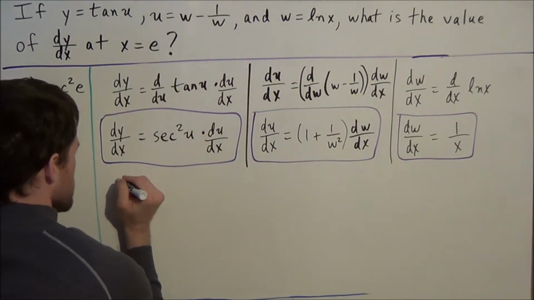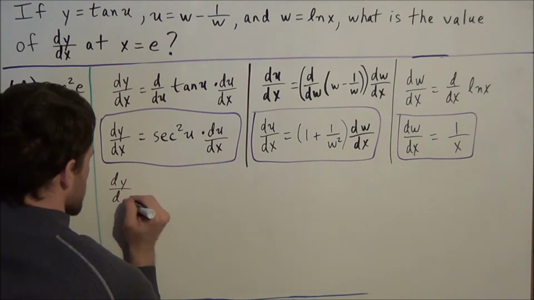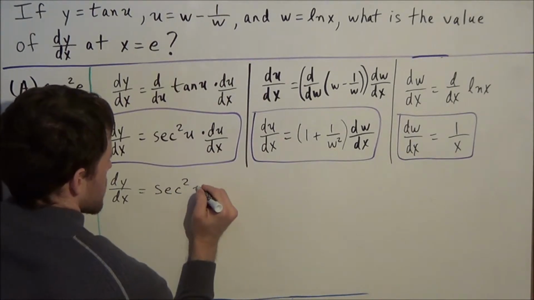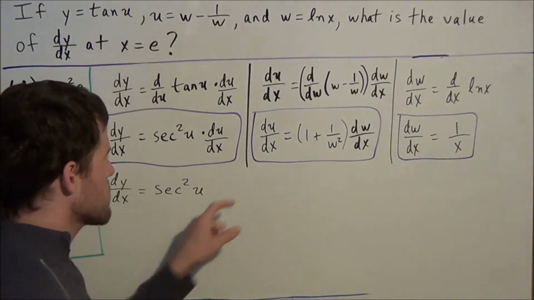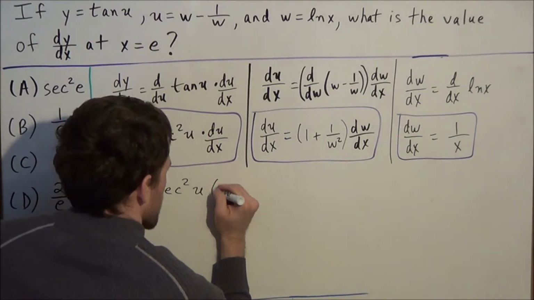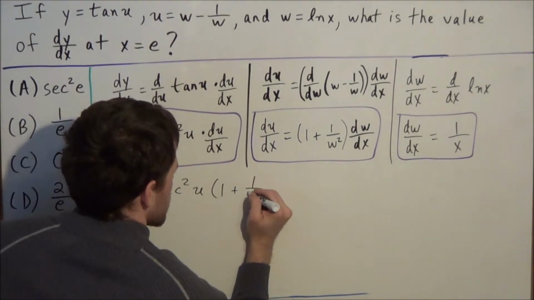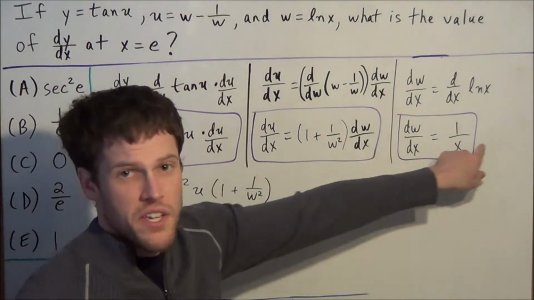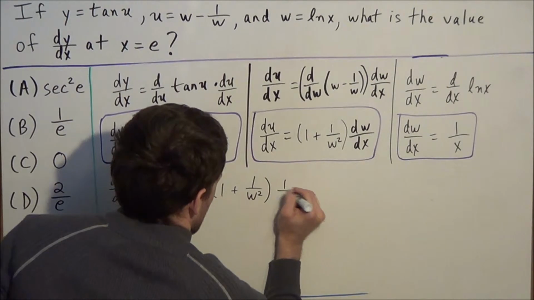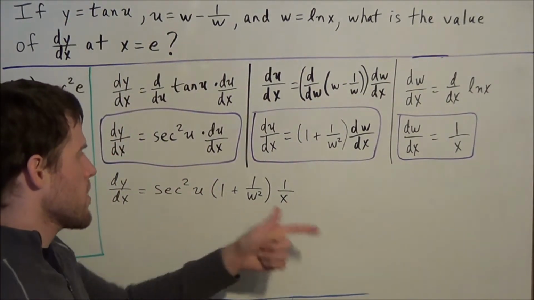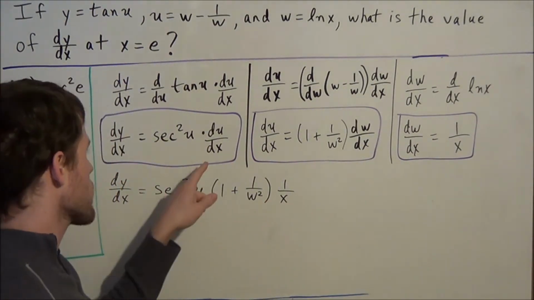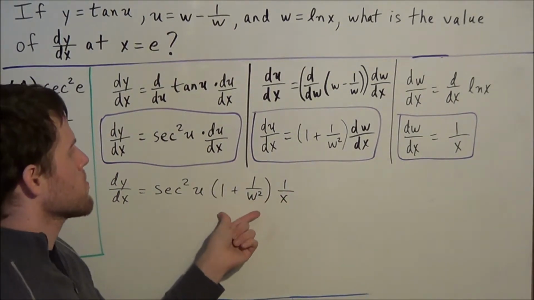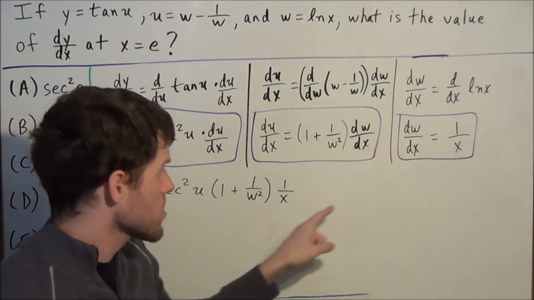We're going to have dy/dx equals, and we have secant squared u times du/dx, but du/dx is equal to 1 plus 1 over w squared times dw/dx, but dw/dx is equal to 1 over x. So this is the part of the problem where the chain rule is being applied more than once. We have to replace du/dx with this expression here, 1 plus 1 over w squared times dw/dx, which is equal to 1 over x.